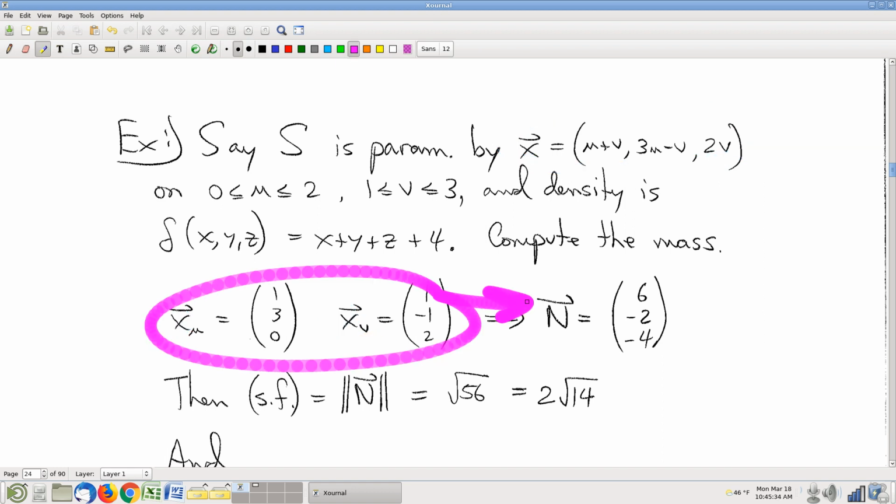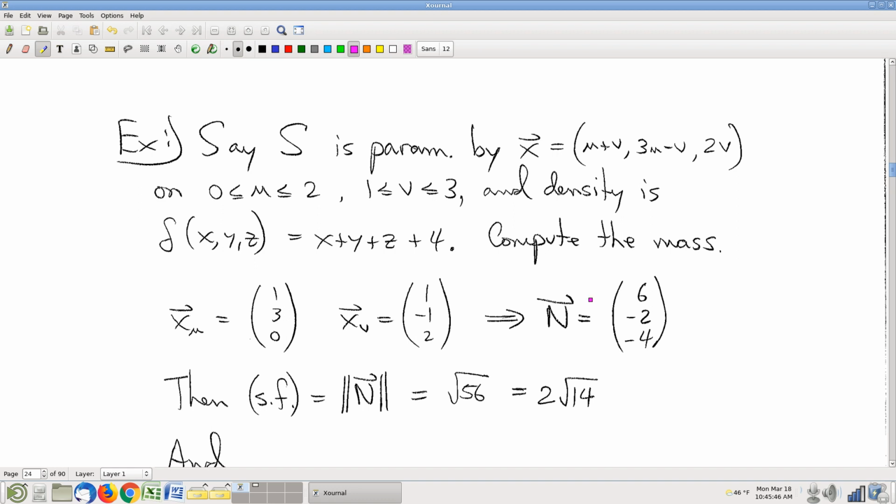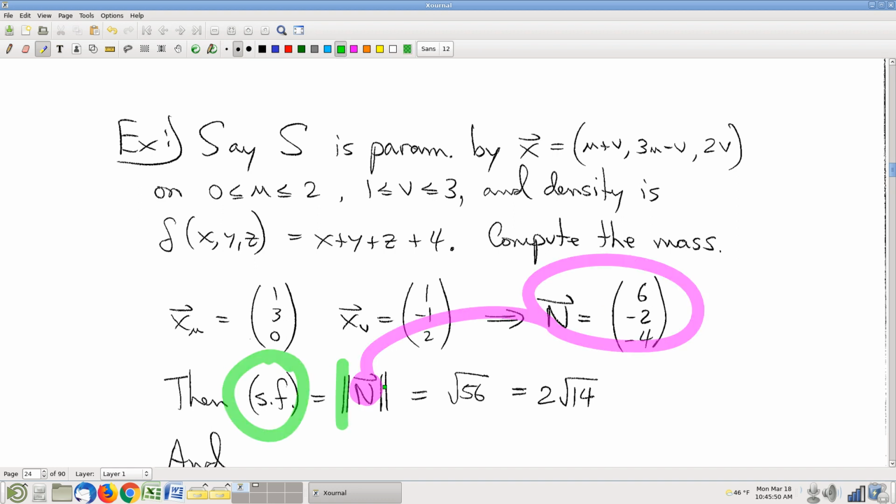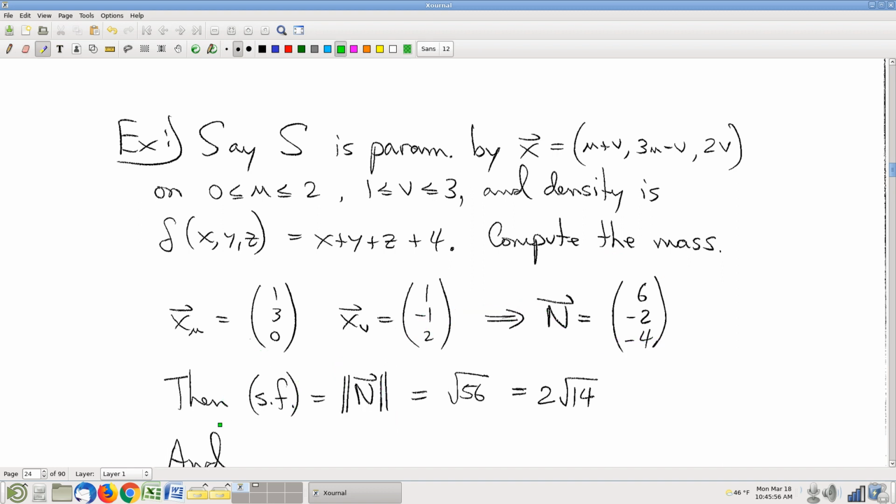Cross product gives me the capital N vector straight out of the formula. That's just chug, right? And the stretching factor then is the magnitude of that capital N vector that we just computed. So, compute. And the punchline is that the stretching factor is 2 square root of 14. It's just a matter of cranking it out.